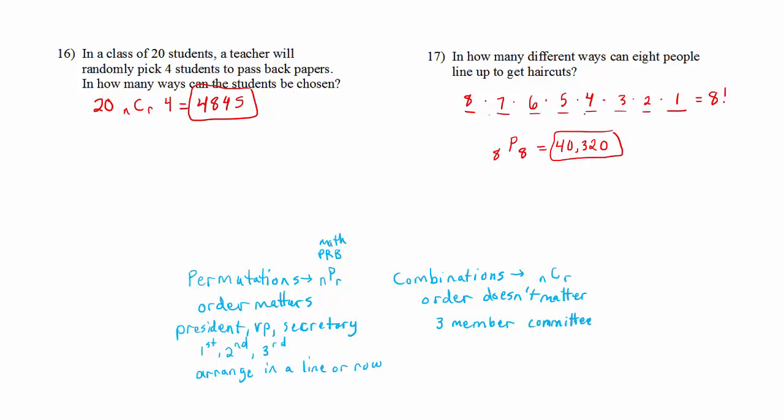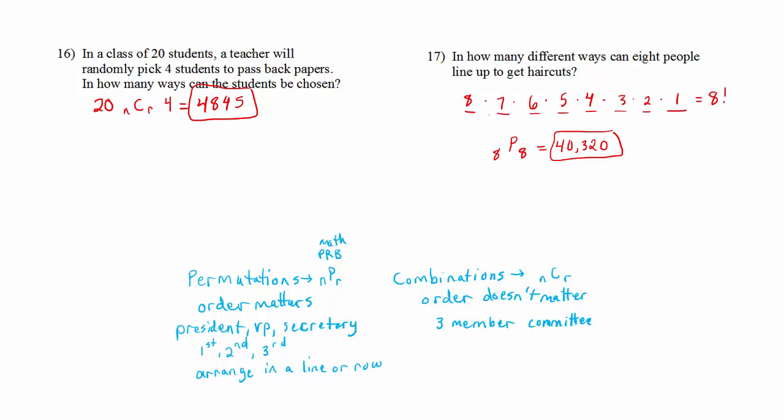Incidentally, if instead you had done 8C8, you get 1. So if you were trying to say that the order doesn't matter when we line up, and you picked the wrong thing and did 8C8, you're saying that there's basically only one way for 8 people to line up in 8 ways, because every different way that we put people, we're still putting the same people. So that's another difference between permutations and combinations. So that can be tricky.